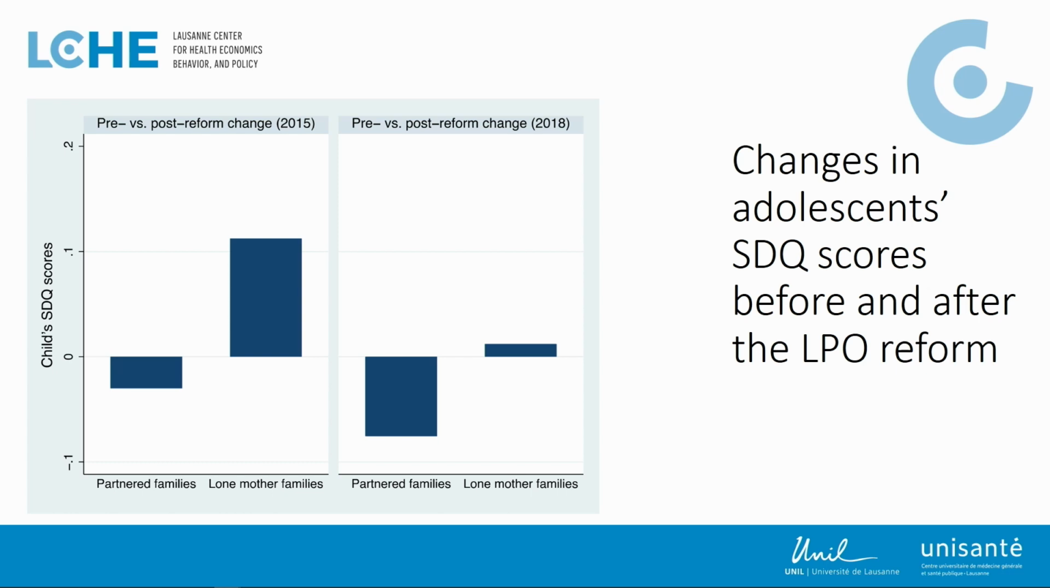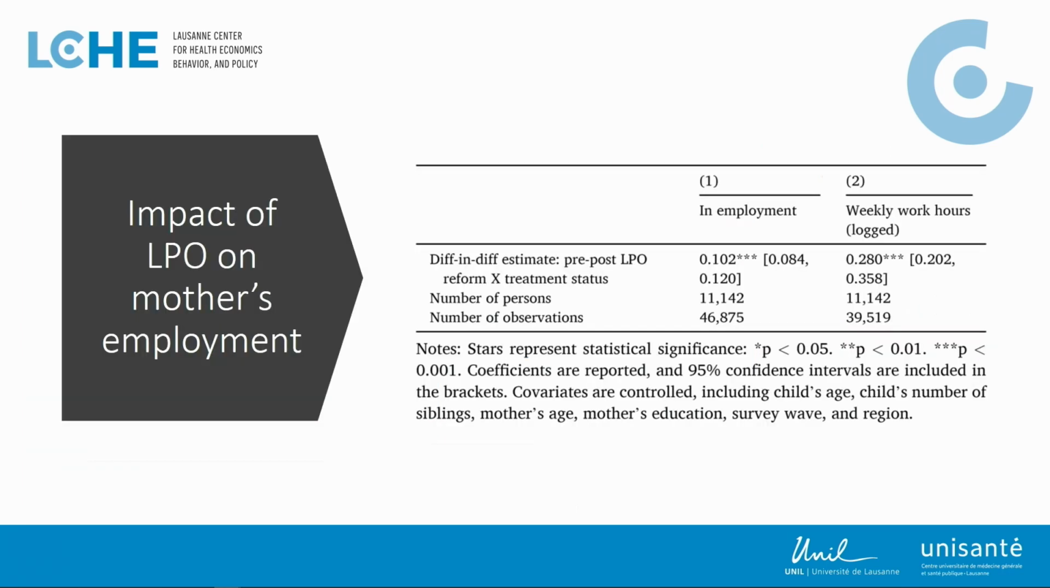If we take 2018 as the post-treatment year, we actually see a decline in partner families, but no such decline was observed for lone mother families. Now, this may be a little bit difficult to interpret as such, but what it's telling us is that the changes were much more positive for children in partner families as opposed to lone mother families.